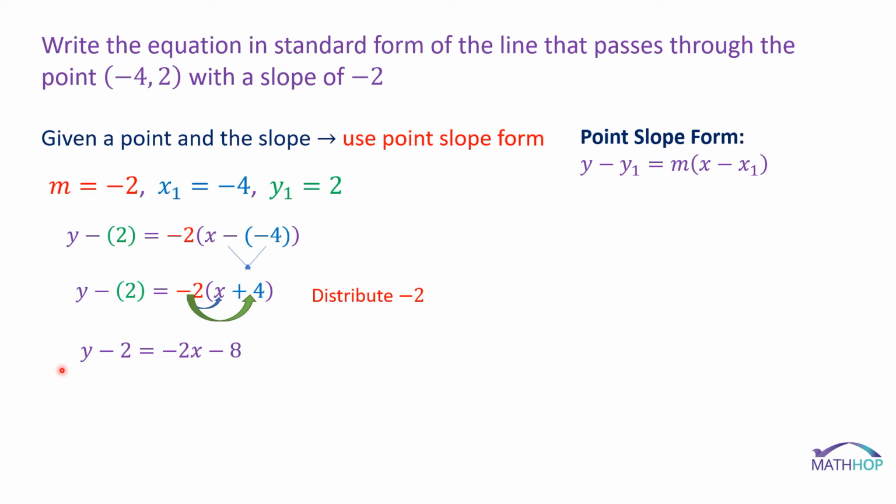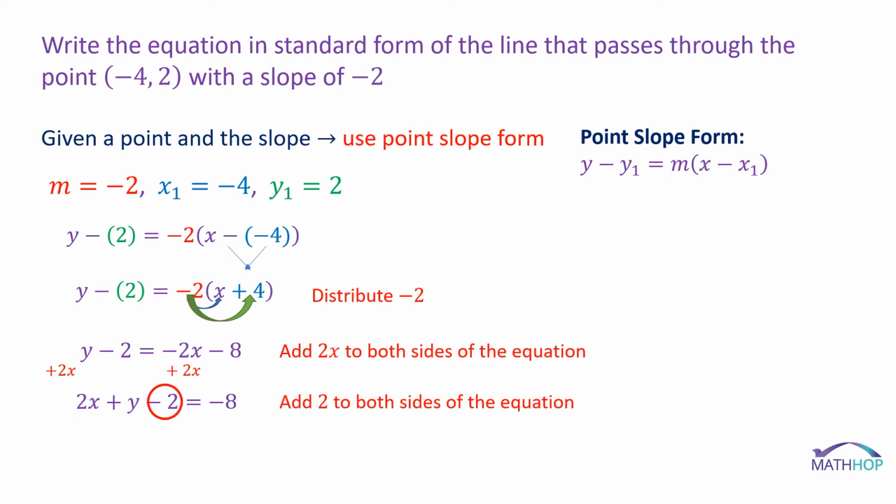We're going to do it step by step, one at a time, starting with x. Let's add 2x to both sides of the equation to get rid of the negative 2x on the right. So add 2x to both sides, we get 2x plus y minus 2 equals negative 8. We are still not quite in standard form because we have this pesky negative 2 that needs to be over here on the right. So we're going to take care of that. We're going to add 2 to both sides. When we do that, we get 2x plus y equals negative 6, and we do in fact have an equation in standard form.